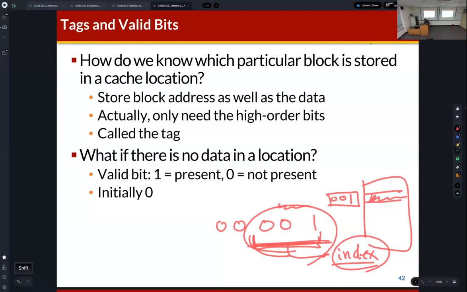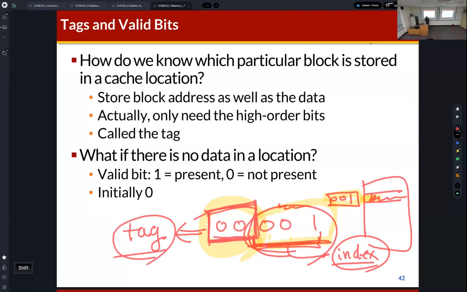But we need to store the remaining address bits, right? We need to identify the data, so it means that we need to know the address of the stored data. We don't need to store the lower bits because they are the same as the index of the cache. But we need to store the remaining bits. Do you understand? These remaining bits are called a tag.